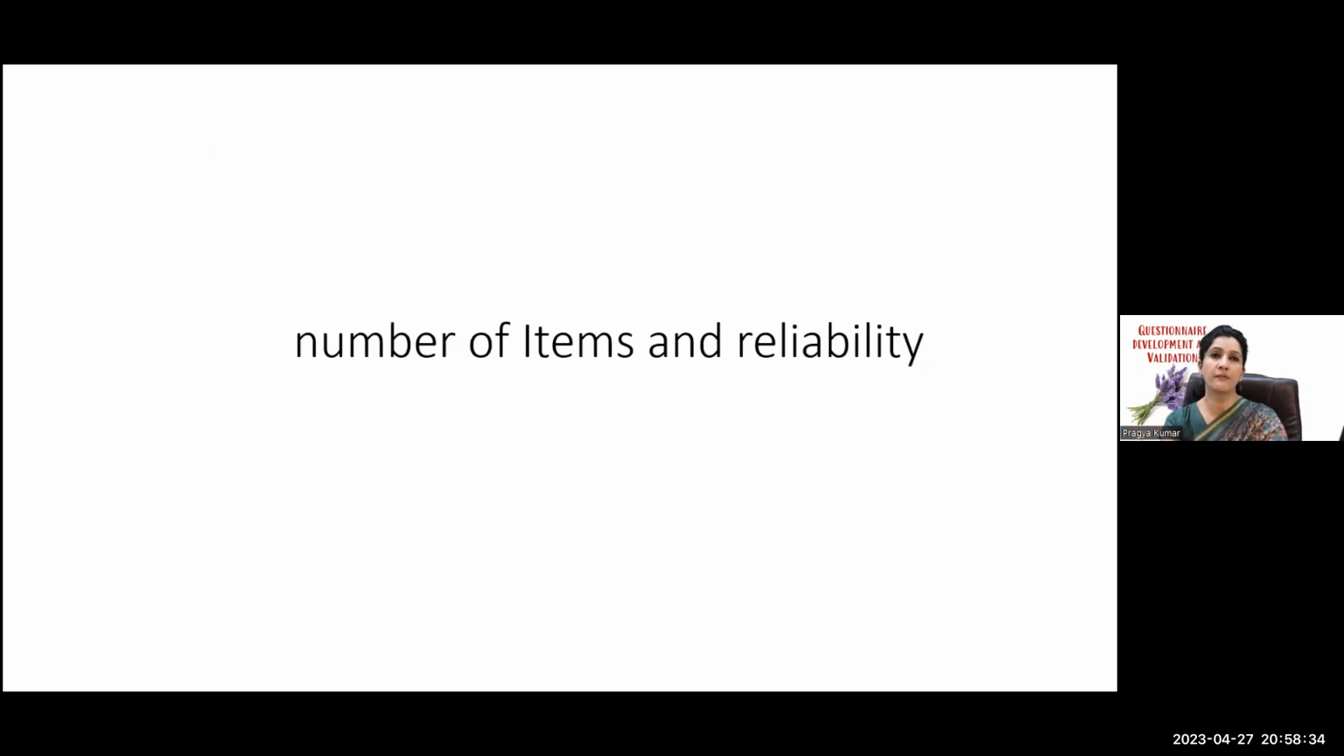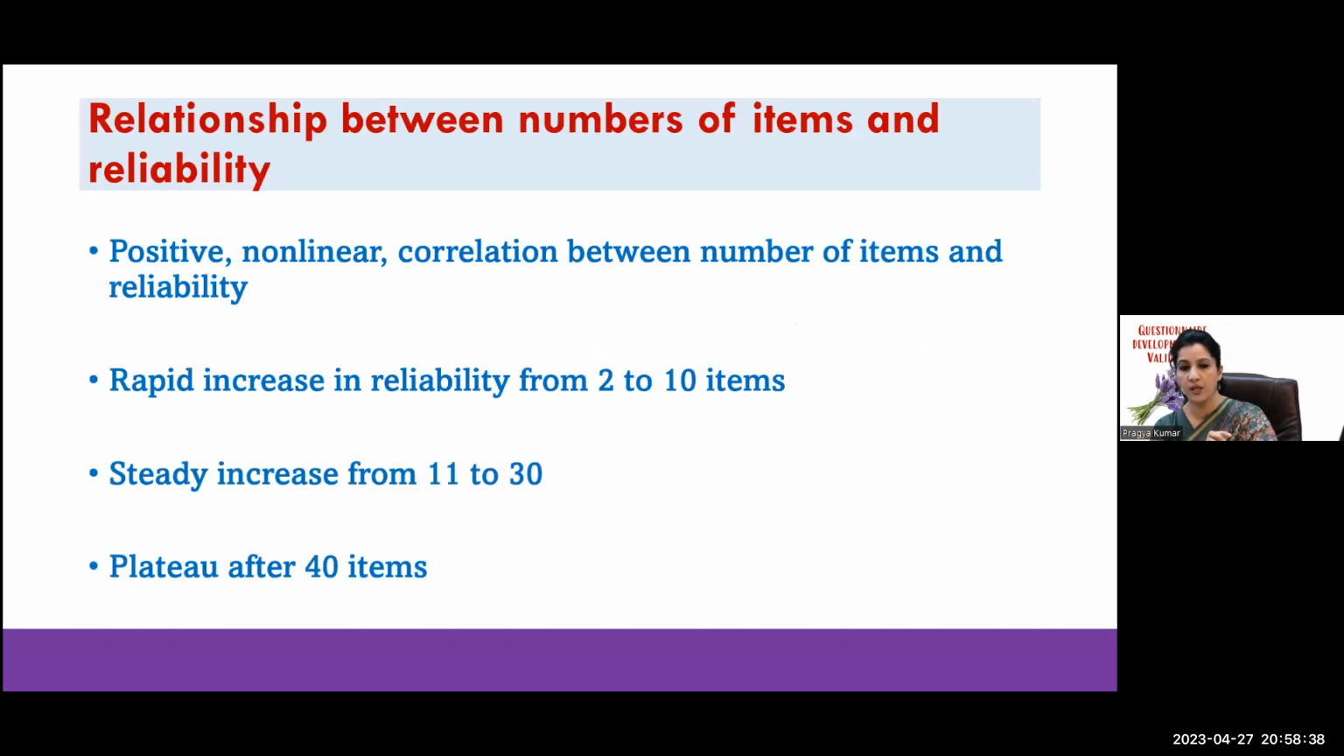So now we were discussing the number of items and the reliability. There is a relationship between the number of items and reliability. As a general rule, if you want to increase the reliability of your questionnaire or your scale, you should increase the number of items. Because what do we mean by that? For one construct, you have more than 3, 4, 5 items.